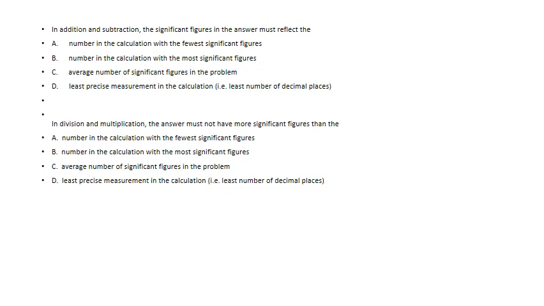Okay. In addition to subtraction, the significant figures in the answer must reflect the number in the calculation with the fewest significant figures. Yes, but we have to be more clear, maybe. So is there a better answer? Number in the calculation with most significant figures? No, you can't have that. Average? No, you can't have that. Now, least precise measurement, okay, that's kind of like this one here. And it tells me actually how to calculate that. Least number of decimal places, okay, so it's D. So this one looks like it could be the answer, but this one is a better answer.